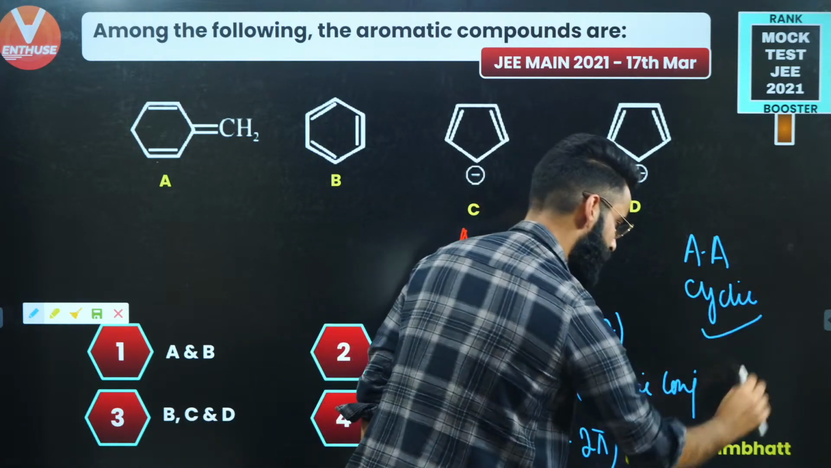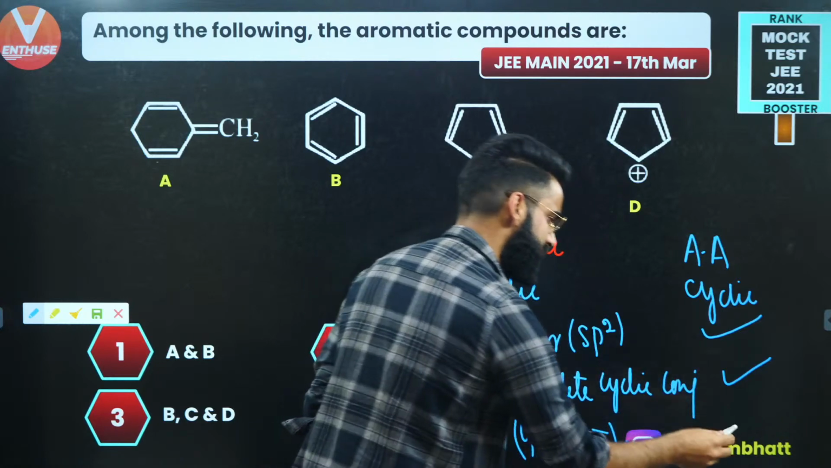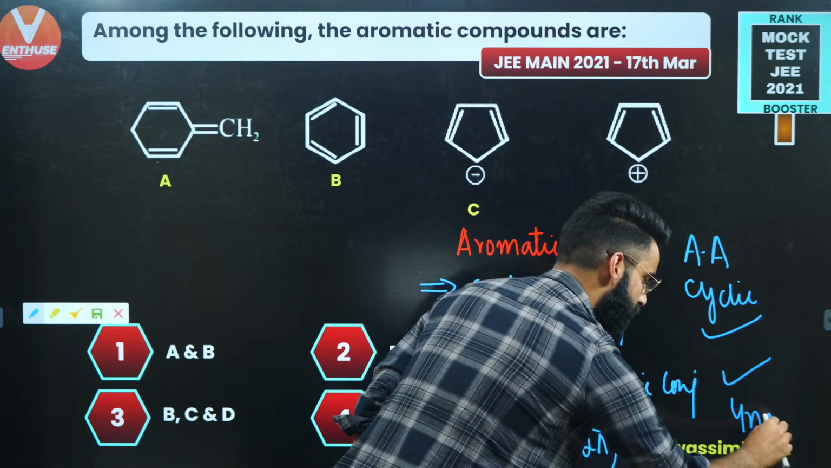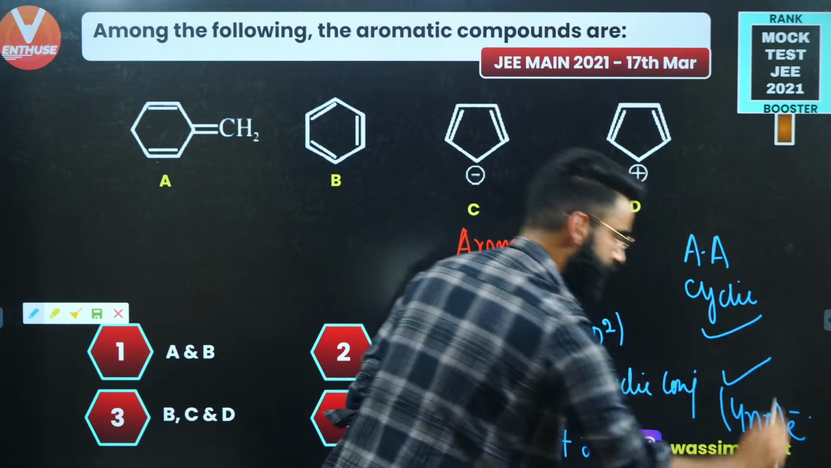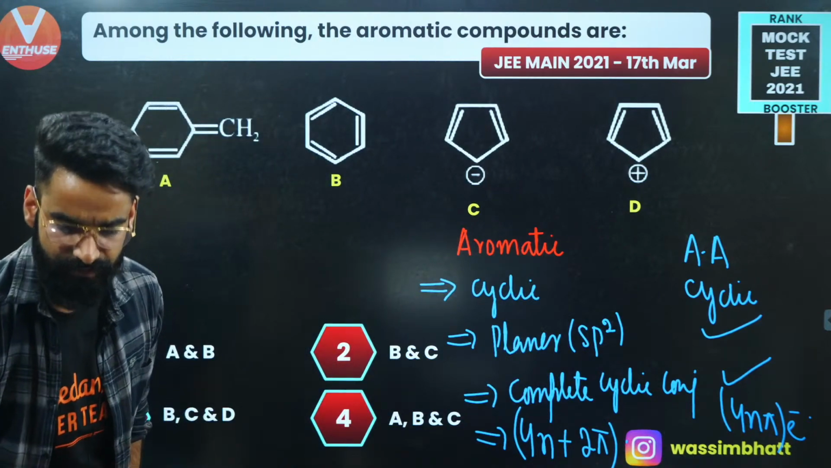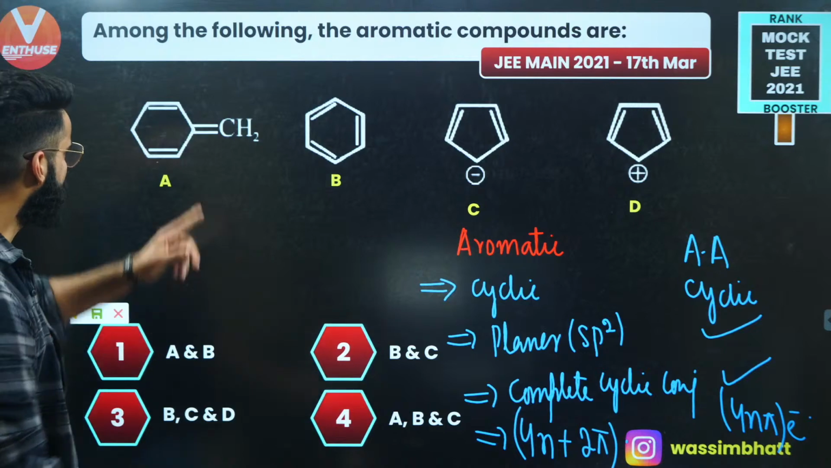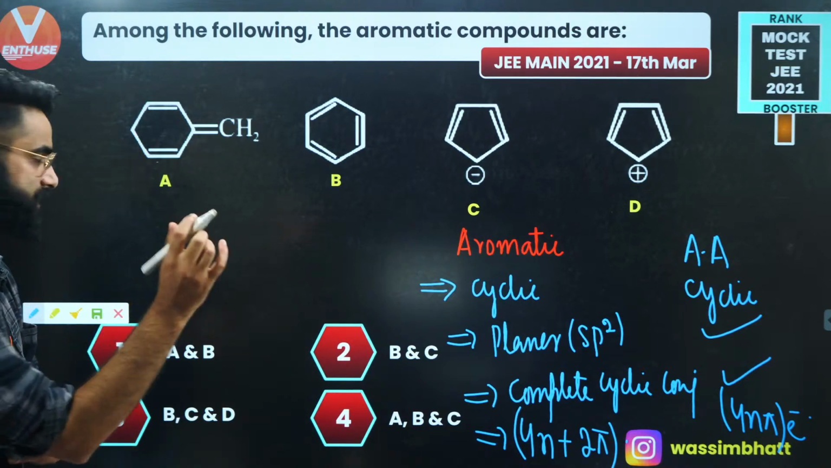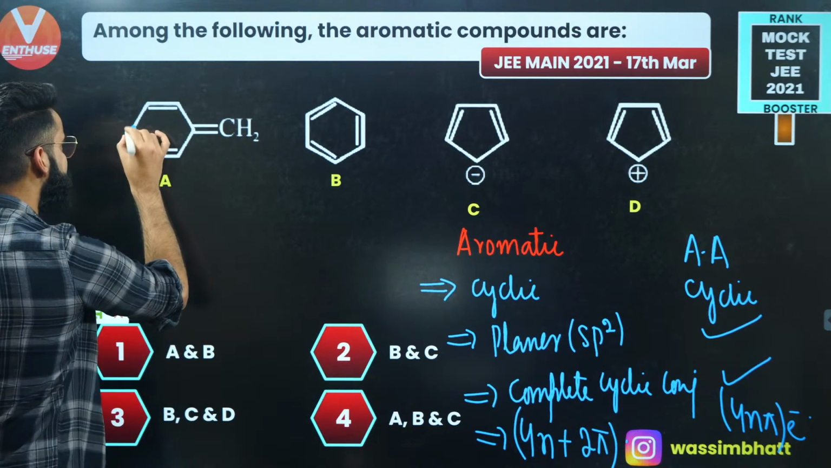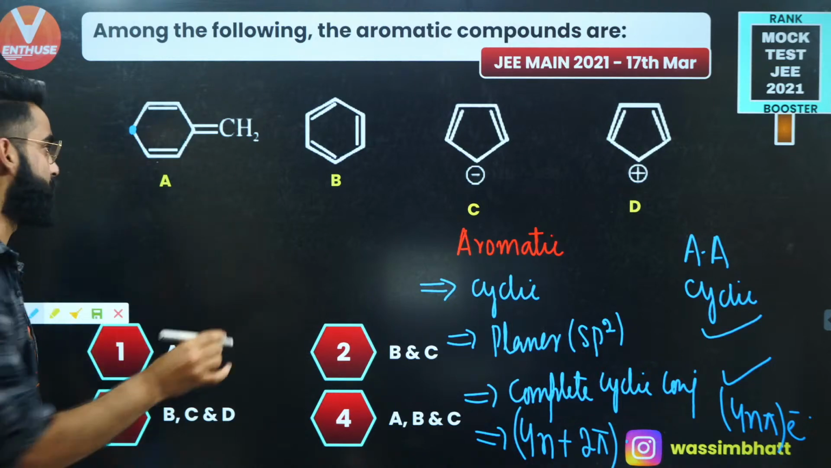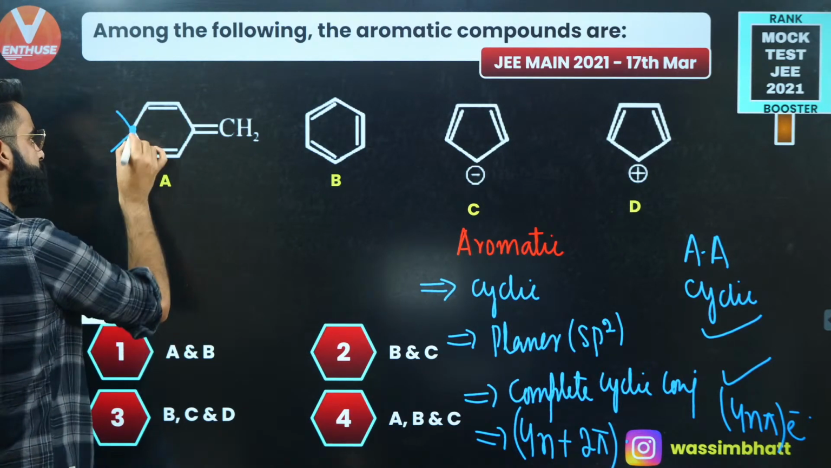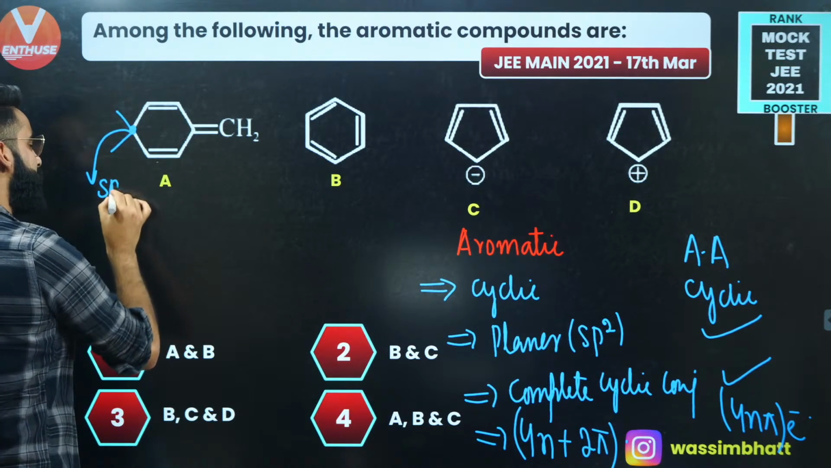There should be complete cyclic conjugation, but there should be 4n pi electrons involved in the complete cyclic conjugation, right? These are the conditions for the molecule to be aromatic and anti-aromatic, right? Now, if you look at the first case, if I talk about this carbon atom, is it sp2? It is not sp2 because you have got two more hydrogens attached over here. It is sp3 carbon, right?